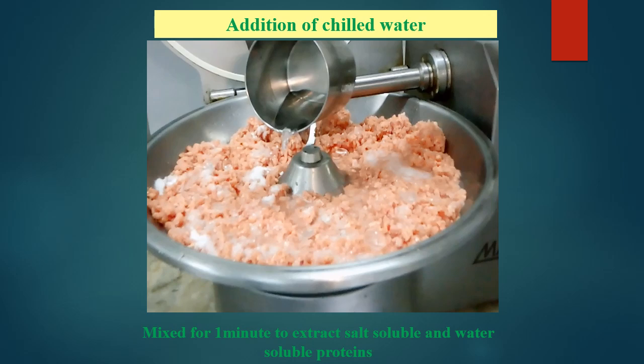Here we can see that ice chilled water or broken ice is added over the minced meat in the bowl chopper, where the curing ingredients are already added. After this the machine is first started at slow speed and then at high speed, and at this high speed we need to chop it for 1 to 2 minutes. In case of broiler meat, 1 minute is enough. In case of red meat it can be 2 to 3 minutes to extract the proteins from the meat, as I have explained earlier.